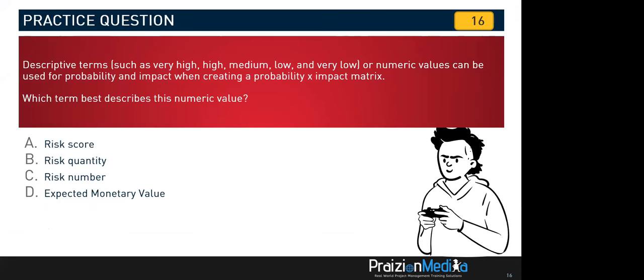Descriptive terms such as very high, high, medium, low, and very low, or numeric values can be used for probability and impact when creating a probability impact matrix. Which term best describes this numeric value? I'm going to give you some time to think about this one.